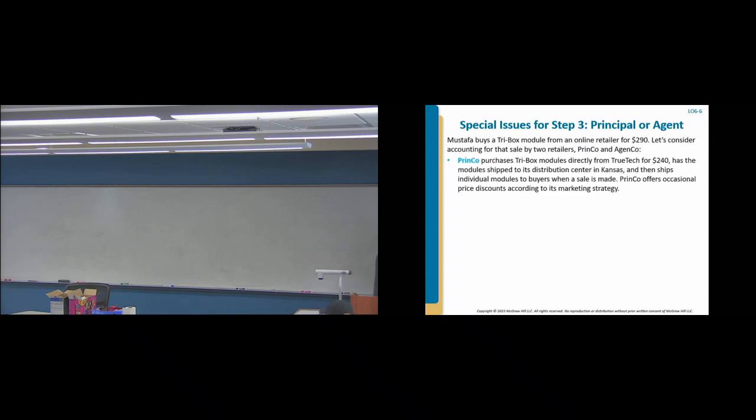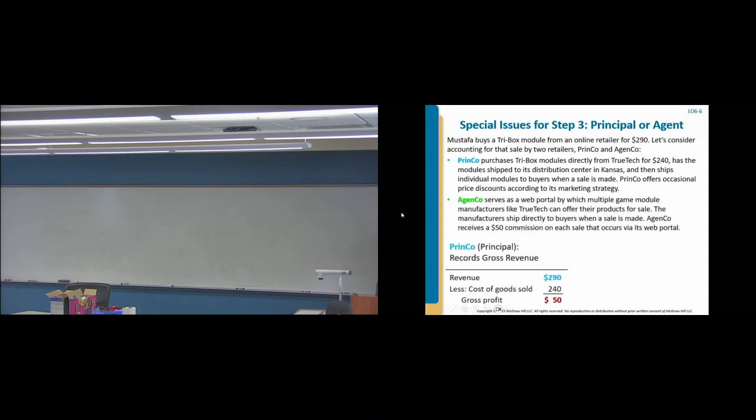So I'll look at an example here, again continuing with Tribox. Mustafa buys a Tribox module, using normal names here, from an online retailer for $290. Let's consider accounting for that by two retailers, Principal Company and Agency Company. Oh, principal and agent, haha. Principal Company purchases Tribox modules directly from TrueTech for $240, has the modules shipped to its distribution center in Kansas, and then ships individual modules to buyers when a sale is made. Principal Company offers occasional price discounts according to its marketing strategy.